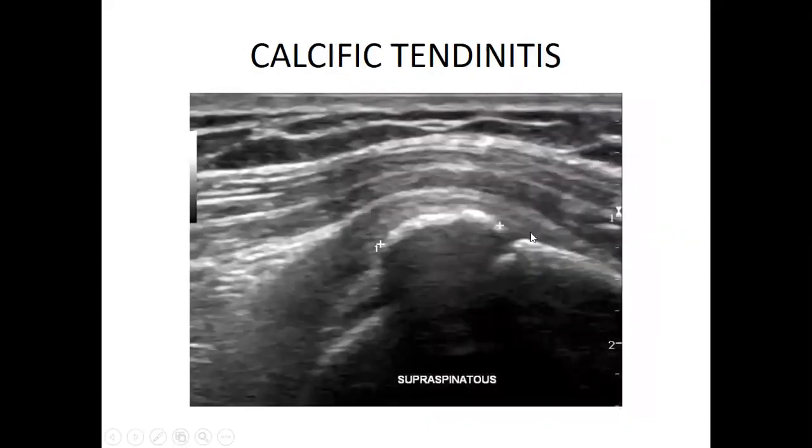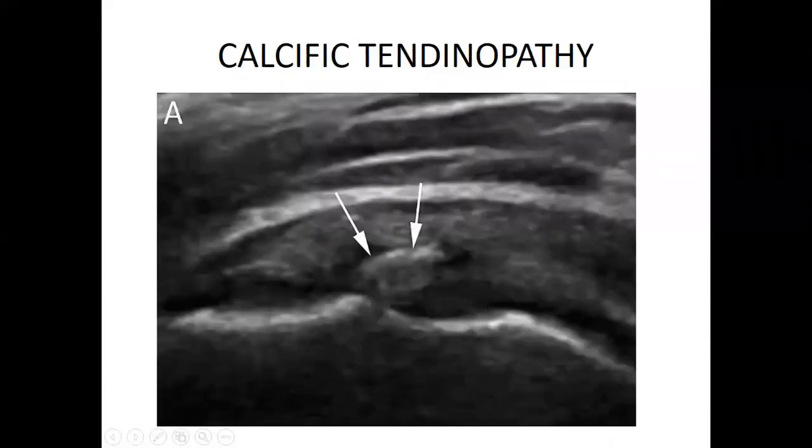Again, this was a heavy calcified tendinitis within the tendon. You could see that there was that deep calcification casting a shadow. This was a supraspinatus within there. That was still the calcific tendinopathy.